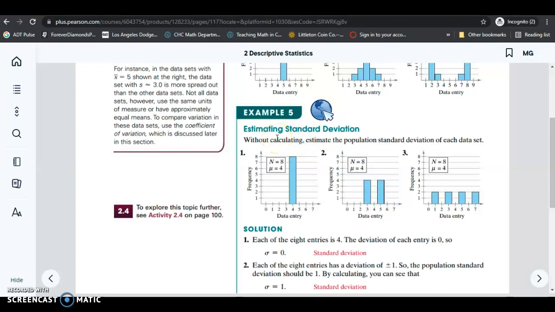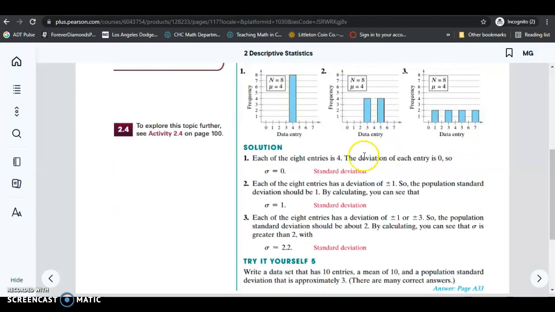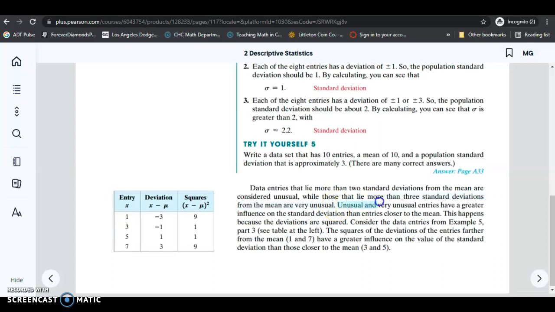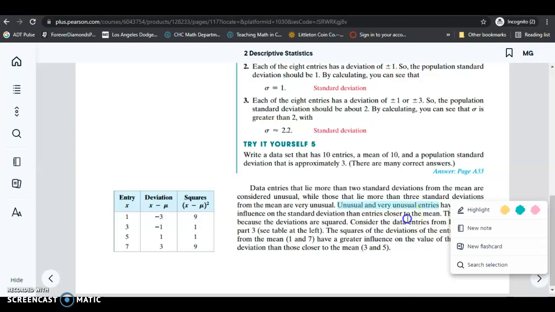And in example 5, they go through examples. For example, it tells you without calculating, estimate the standard deviation of each data set. And then they go through the solution. So what I do want to mention before we move on to our next example is what are called unusual and then very unusual data values. So what makes a data value unusual and what makes a data value very unusual?